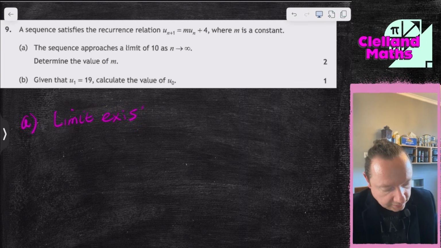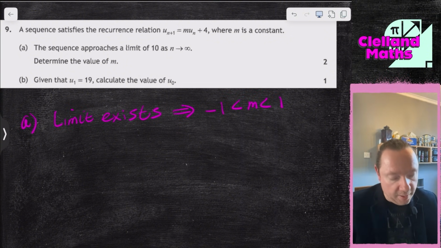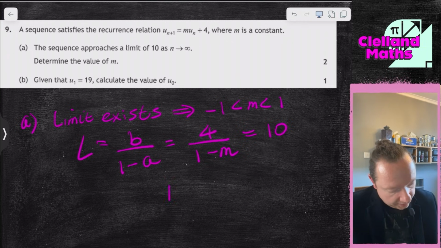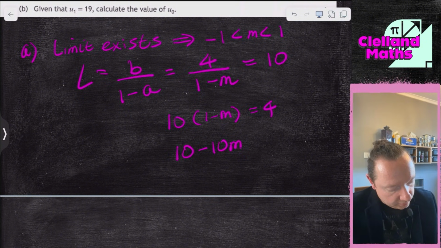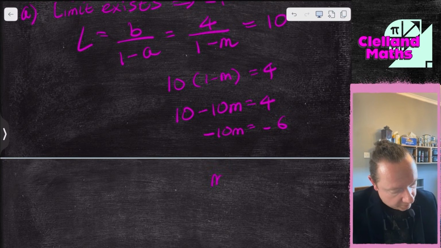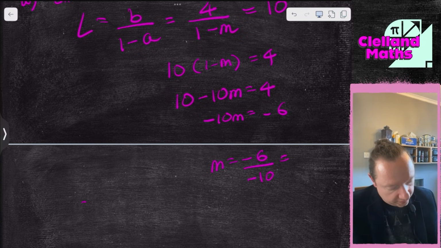exists implies that minus 1 is less than m is less than 1. I'm going to work out my m anyway. And then we've got L equals b over 1 minus a. So b is 4, so 4 over 1 minus m equals 10, it says. So solving that equation, 10(1 minus m) equals 4. That's 10 minus 10m equals 4. So minus 10m equals 4 minus 10, which is minus 6. So m is minus 6 over minus 10. Simplify that, minuses cancel, then we divide by 2. 6 divided by 2 is 3, 10 divided by 2 is 5.